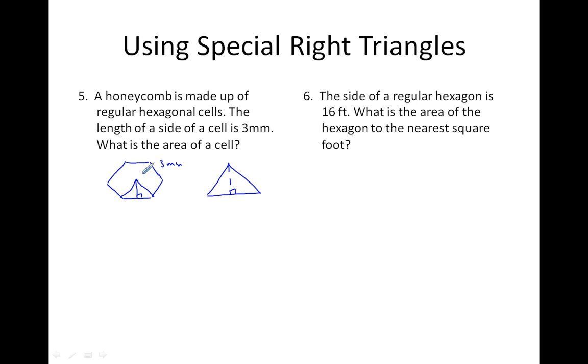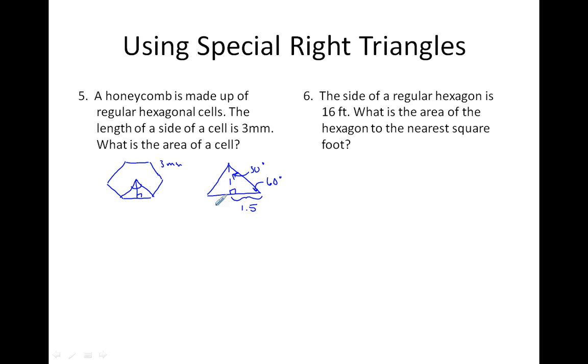Now, since the side length is 3 millimeters, that's the base of this triangle. Since this is bisected, I know that this part right here is 1.5. It's half of that. Now, since this is a hexagon, I know that each central angle, this whole angle, is going to be 360 divided by 6, which is 60. Well, since this is bisected, that means this is 30, which means that this angle here is 60 degrees. And now I have a 30, 60, 90 right triangle.